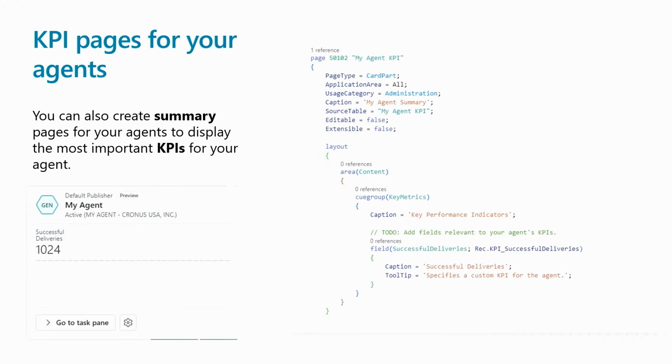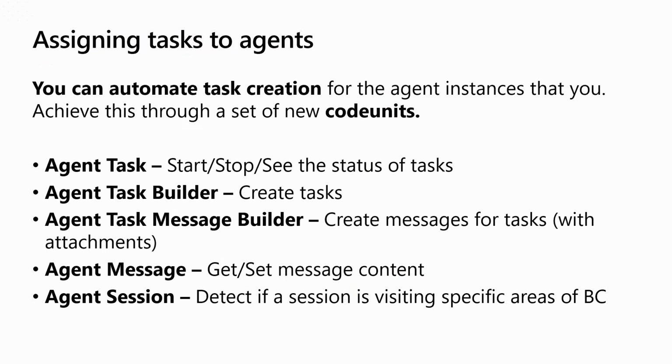Another feature that is supported is KPI pages for your agents. When a user hovers over your agent's avatar, they will be able to see important metrics about the agent. So here you can see an example. This is very similar to the setup page, except you can use any card part page, and you can add there metrics which are important for your agent.